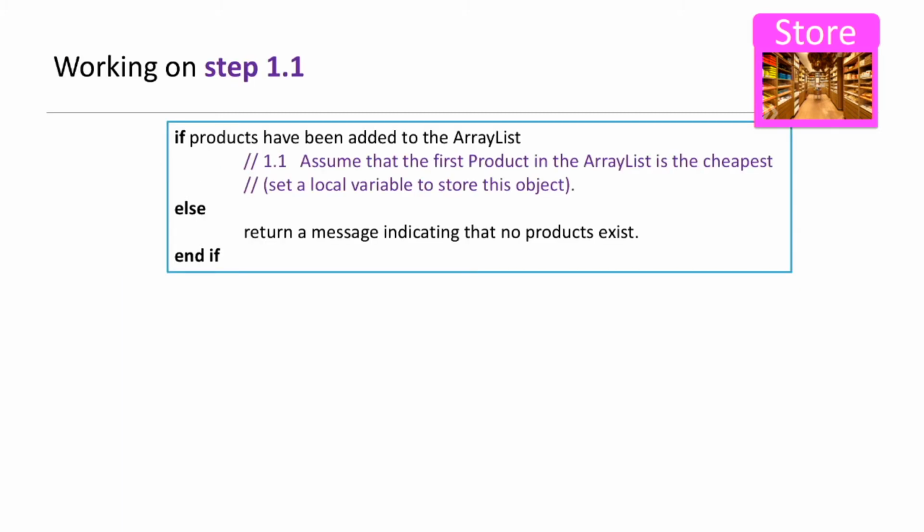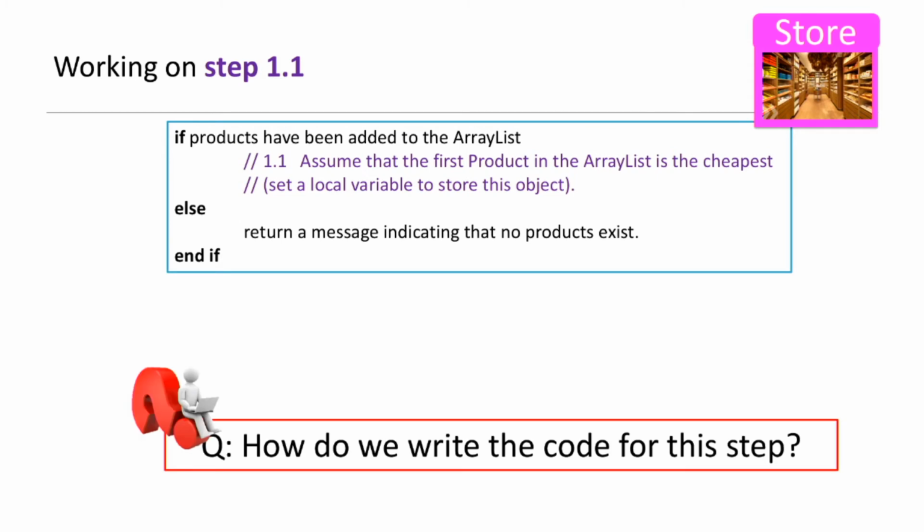Let's move on to step 1.1. If products have been added to the array list, then we can assume that the first product in the array list is the cheapest and set a local variable to store this object. So we're looking at the purple section here, and what we're going to do is ask you to consider, how do we write code for this step? So pause the video for a moment and see if you can work out that answer.